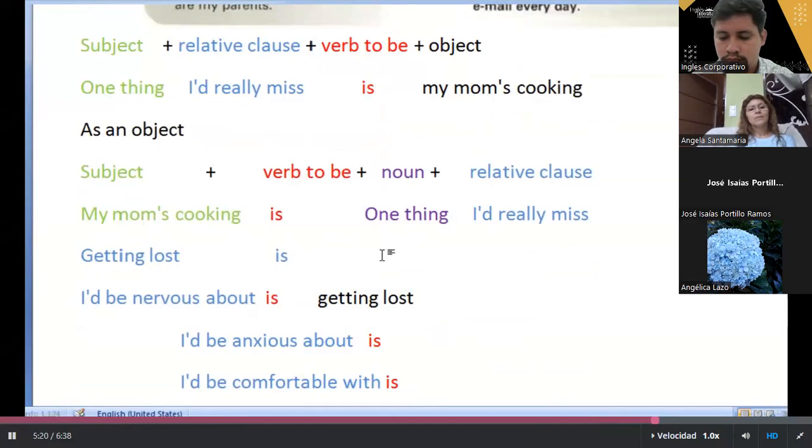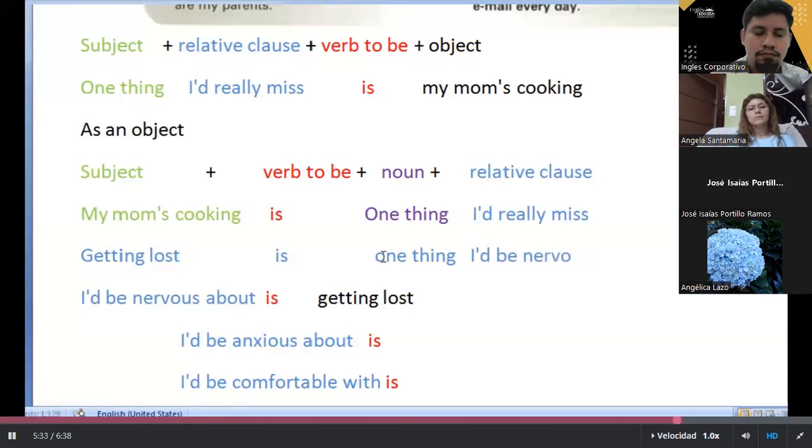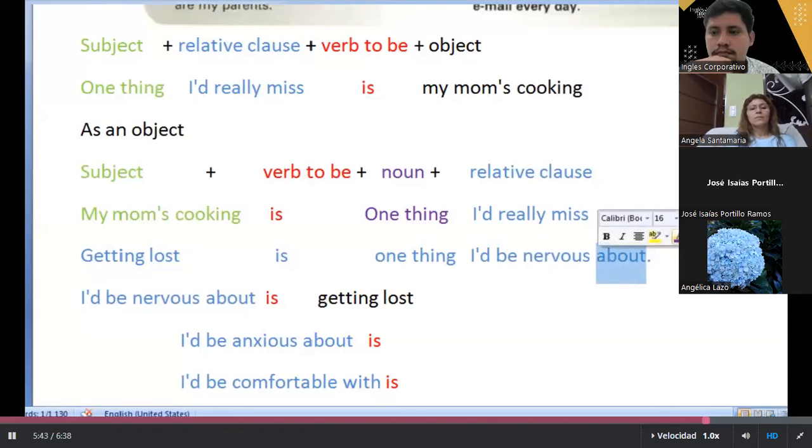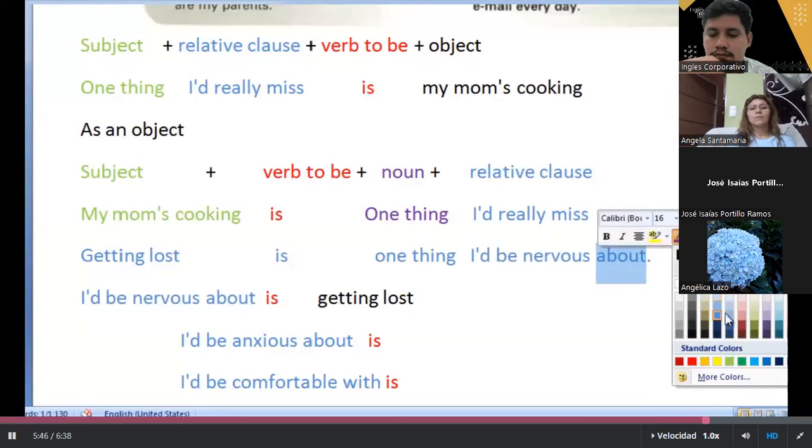the noun phrase, all right? So we're going to say is one thing, okay? And then that follows the relative clause. I'll be nervous about, all right? Very important. I want you to notice what happens with this preposition. This preposition will typically go at the very end, as you can see. So I want to emphasize this real quick.